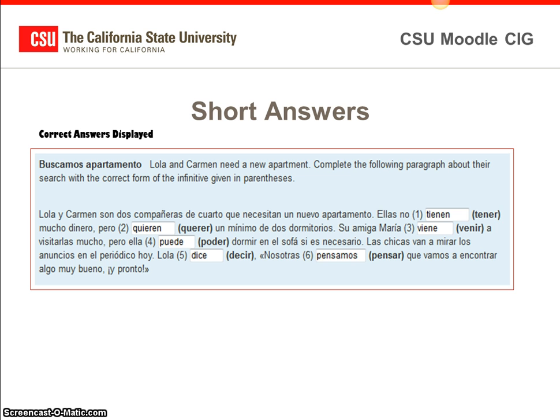This one is just slightly more difficult. Here the instructor is providing the verb to be used. The first example, number 1, it's tener, and the student needs to just conjugate it correctly, so the correct answer is tienen because it's she.